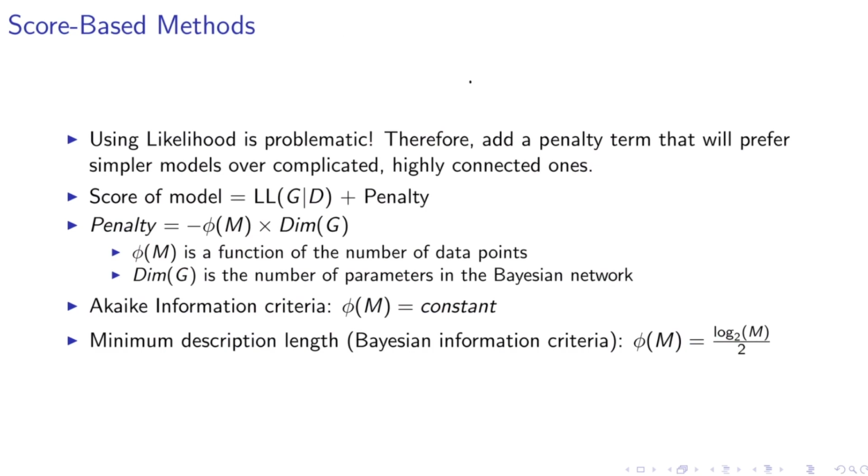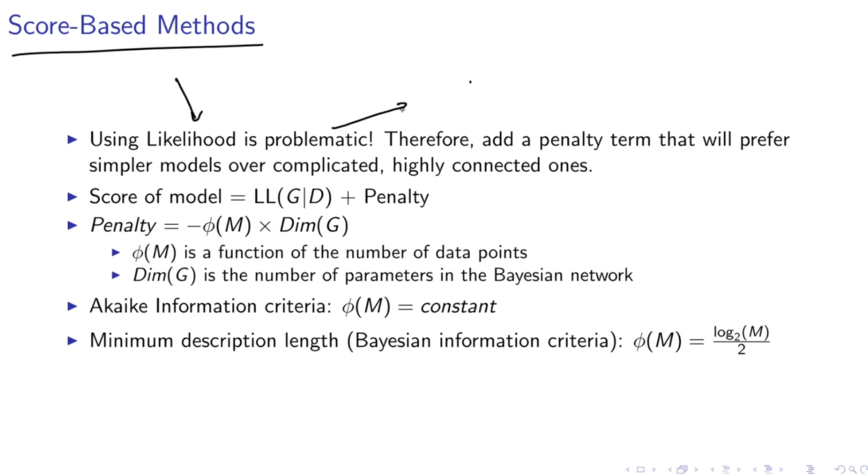Next, we will look at score-based methods for learning the structure of a Bayesian network from data. As we saw, in the context of structure learning, using likelihood is problematic because the complete DAG will always give you the best log likelihood score on the training set.